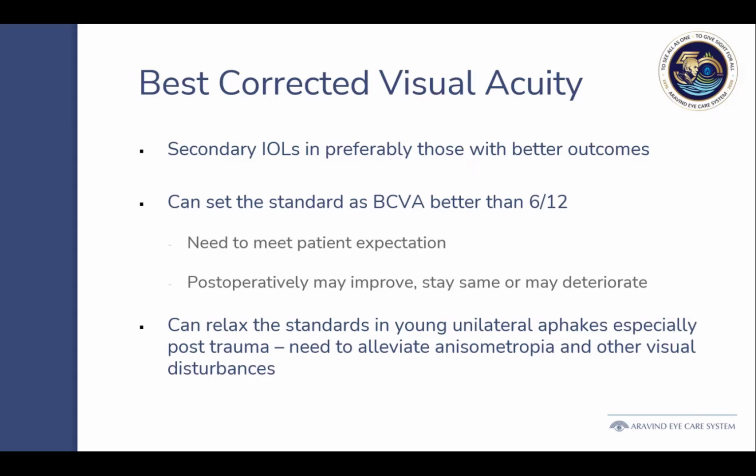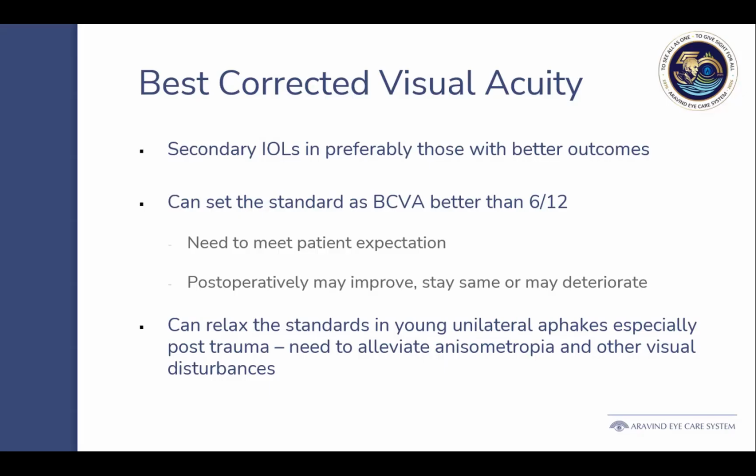Again, the best corrected visual acuity, because we would like to do secondary IOLs preferably in those who are getting better outcomes. So arbitrarily, we can set the standard as better than 6/12. And also remember that we need to meet the patient's expectations. When he is coming to us, he wants a good vision and he expects more out of that surgery. But post-operatively, always remember that the vision may improve, or it may remain the same, or it can even deteriorate. So we cannot promise the vision, and especially when it is lower, we definitely cannot.